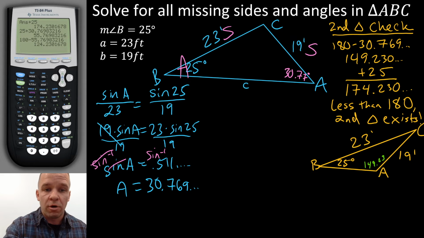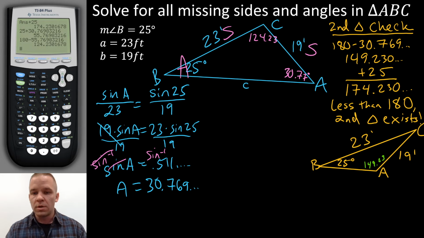So 124.23, we're doing these in pink, 124.23. Woo! All right, there we go. There's my other angle of this triangle. Last thing I need to figure out is my side length, right?